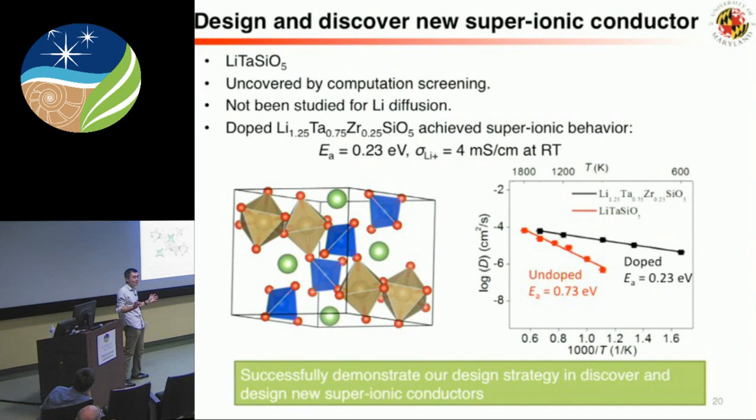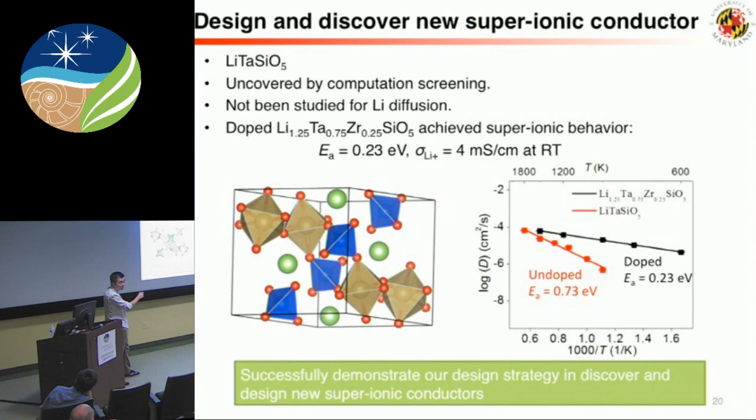So here is what we really did in our computation. We used a high throughput algorithm to go through all these known inorganic materials. Here's one of the compounds we uncovered. There are a number of other criteria you have to meet, so this is one example. This is a lithium tantalum silicate, and this material has never been studied for lithium conduction before. Its structure looks like this.